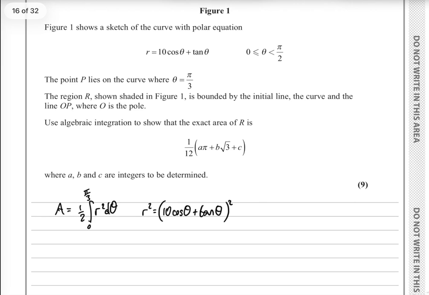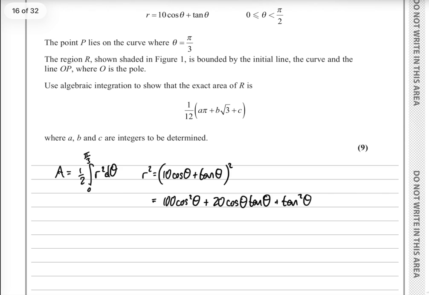So let's go ahead. 100 cos squared theta plus 10 cos theta tan theta, but we've got 2 of those. 20 cos theta tan theta plus tan squared theta. Now I don't like the look of that, but tan theta is the same as sine theta over cos theta. So that simplifies.